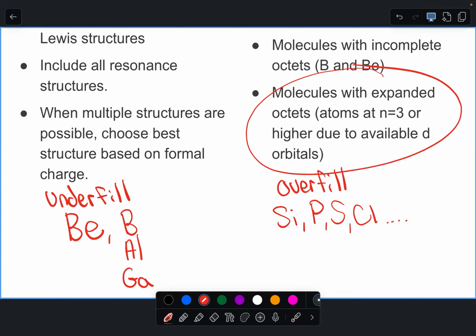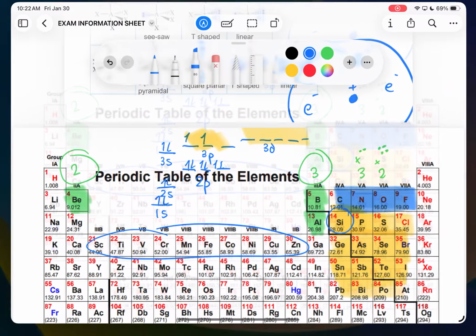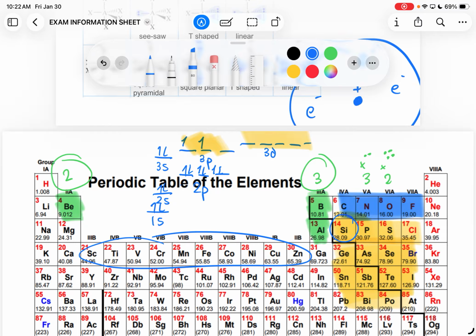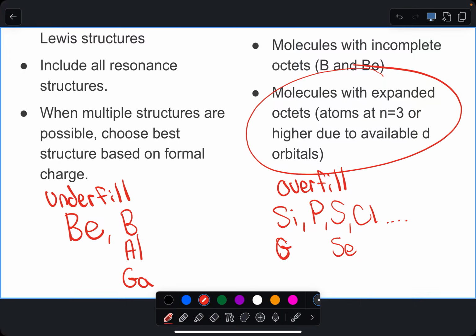And then going down to the next row, you end up getting, is that selenium? Or selenium's over here, I think. I think this is germanium. Oh, see, now I'm going to have to look. It is germanium, arsenic, selenium, and bromine, okay? But that continues on.